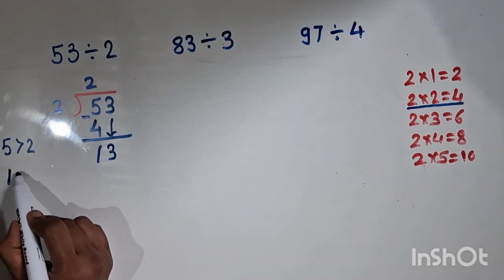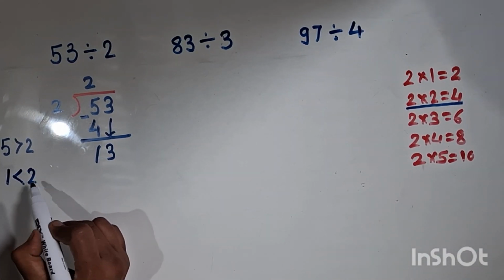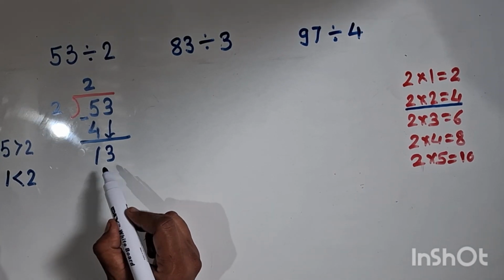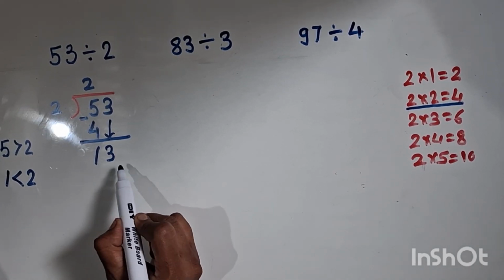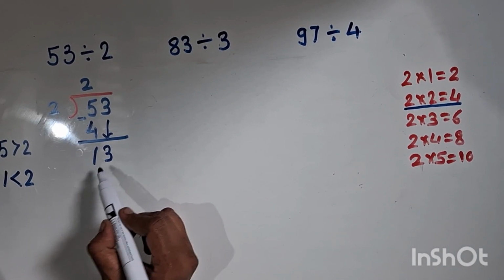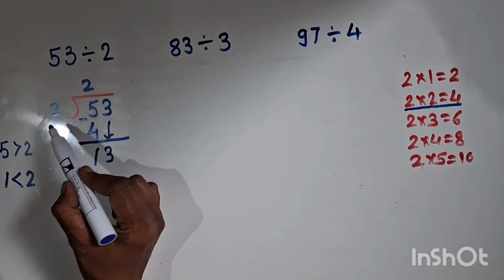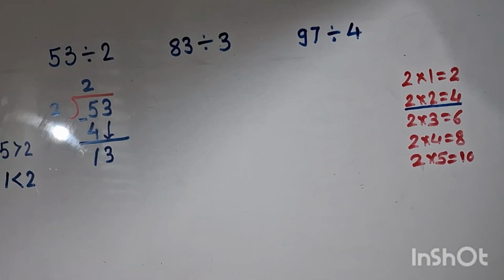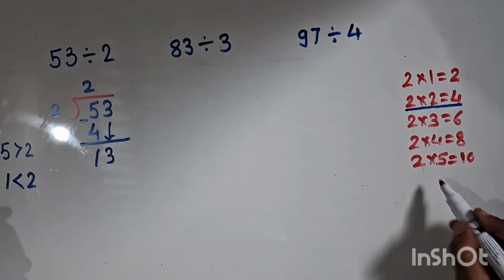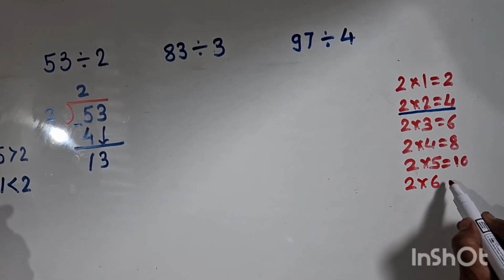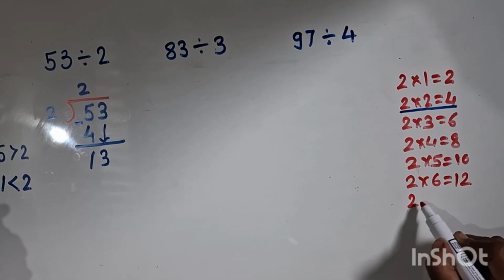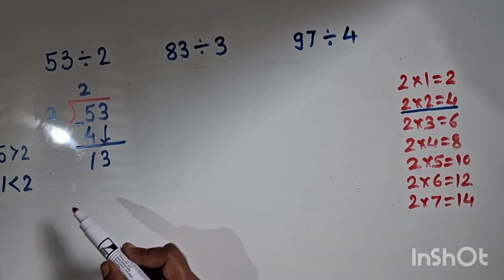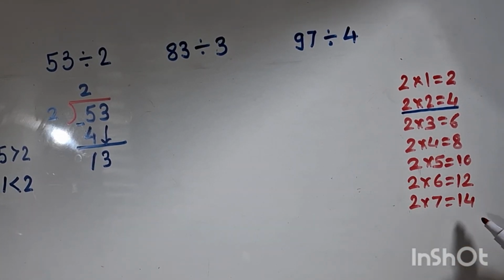But 1 is less than our divisor. Then what to do? In such a situation, take the whole 13 as a dividend. That means you have to divide that 13 by 2. Are we getting 13 in the table of 2? 2 5s are 10, 2 6s are 12 and 2 7s are 14. We cannot get 13 in the table of 2.